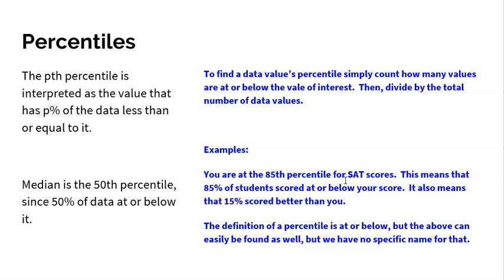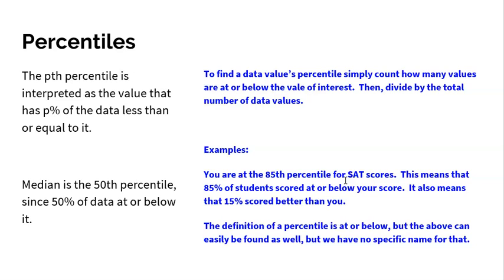All right, now we have a measure of position. This is a very famous vocab word that we'll use a lot this year, percentile. The p percentile of a set of data is interpreted as the value that has p% of data less than or equal to it. For example, the median is known as the 50th percentile because it has 50% of data at or below it. So keep in mind we'll see these percentiles all the time.